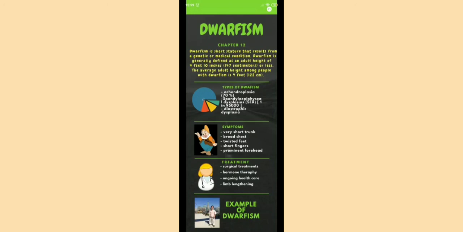Okay, so first the symptoms are that the person or the baby has a very short trunk, a broad chest, twisted feet, short fingers, and a prominent forehead. So the treatment is surgical treatments, hormone therapy, ongoing healthcare, and limb lengthening.